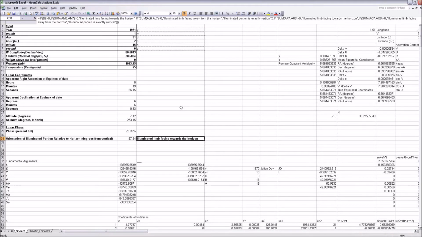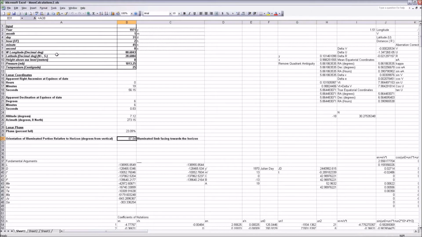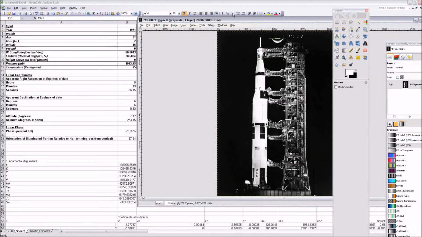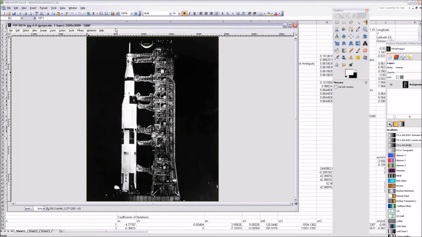So this Excel sheet is quite accurate. We can compare it to historical observations as well as current observations. I'm going to compare it here to a photograph that was taken in 1971, again at the date and time you see there. This is 108 KSC 71P-0074. This was taken on January 30th, 1971. It shows the Saturn V that launched Apollo 14 sitting on its launch pad and the moon in the background.